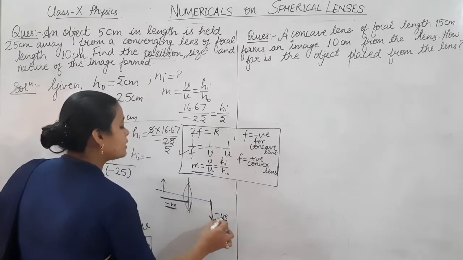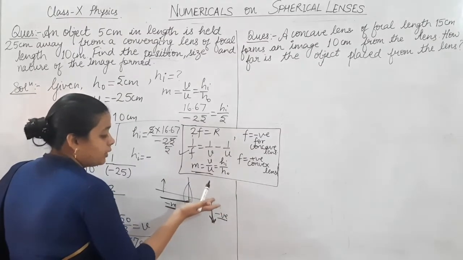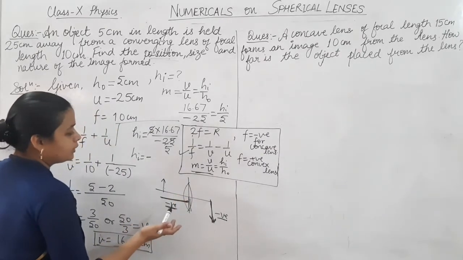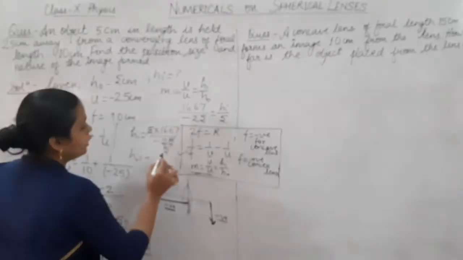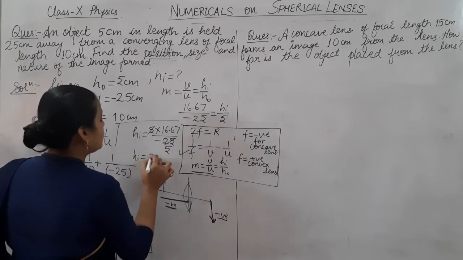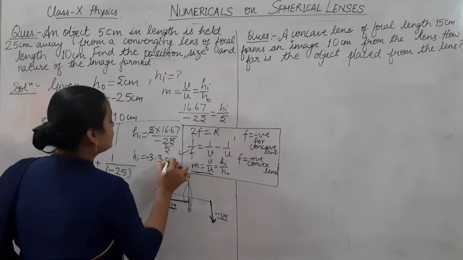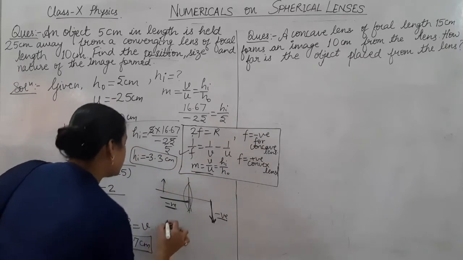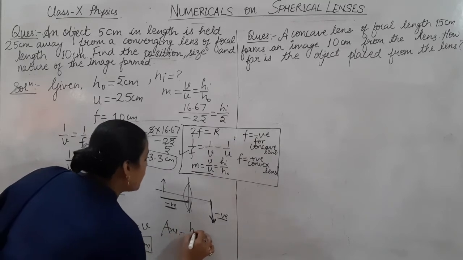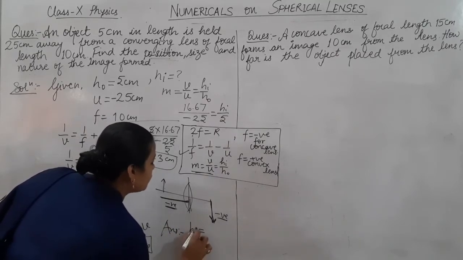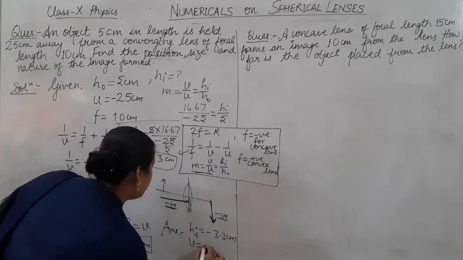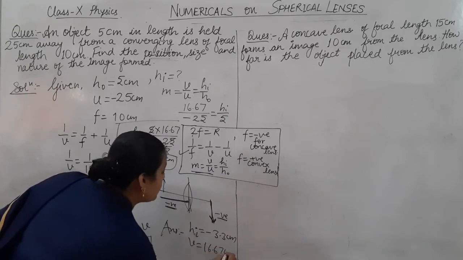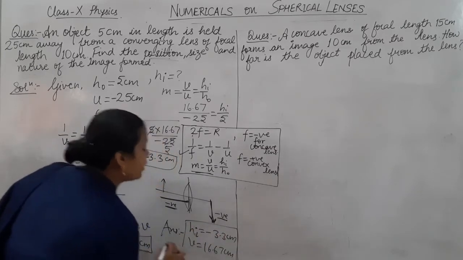Therefore, this height is going to be negative, as the distances taken perpendicular in the downward direction to the principal axis are always taken to be negative. So this height is going to be negative. It will be HI is equal to minus 3.3 centimeter. These are the two answers. So if you are asked, the answer will be HI is equal to minus 3.3 centimeter and v is equal to 16.67 centimeter. These are the answers.